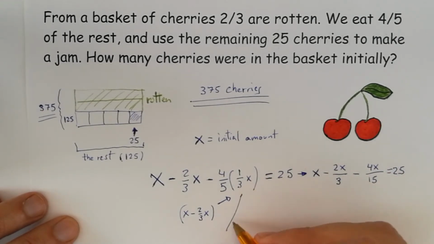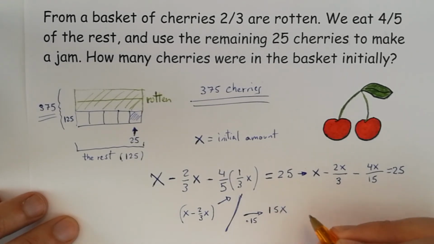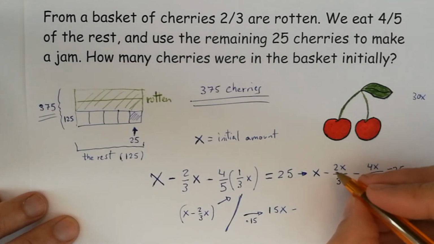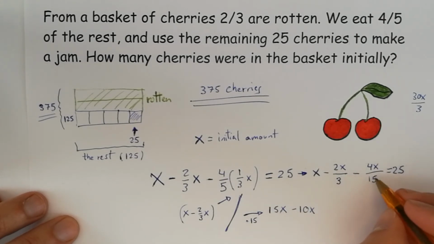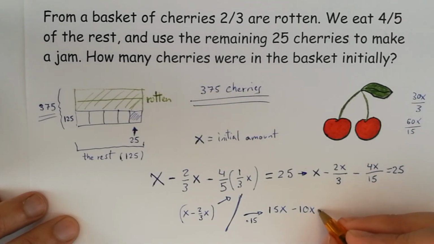The next step would be to get rid of denominators. So we multiply every term by the least common multiple, so 15. The first term, 15x. The second term is a little bit harder. We multiply, we can do it about 30x divided by 3. So we get 10x here. And for this term, we get 60x over 15, so we get 4x. And this number multiplied by 15, 375.